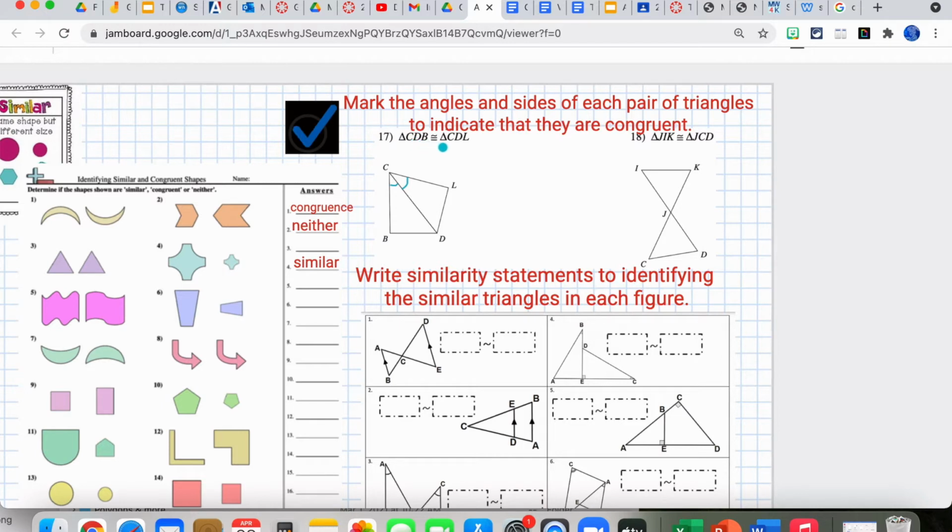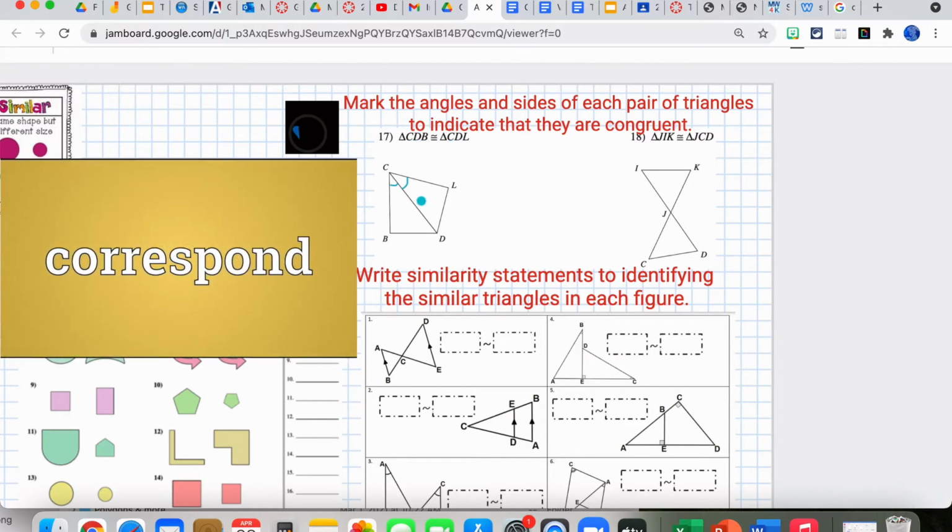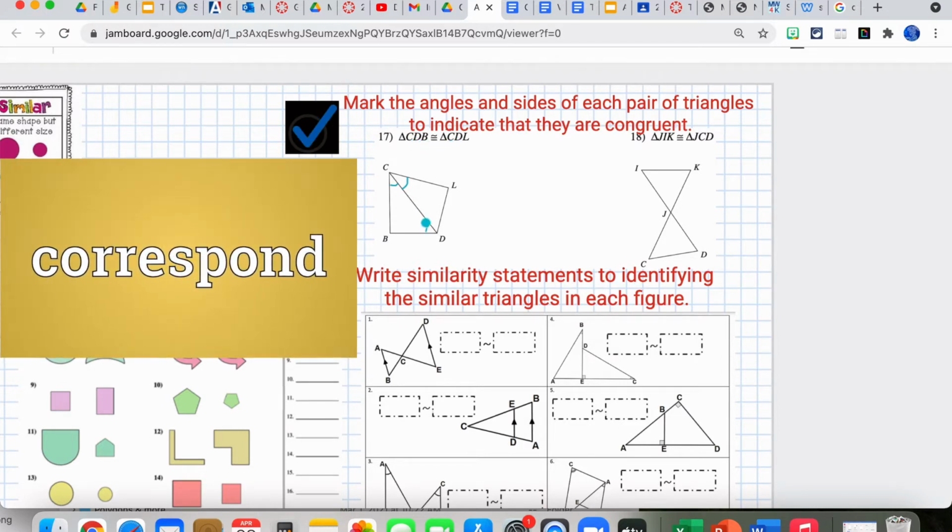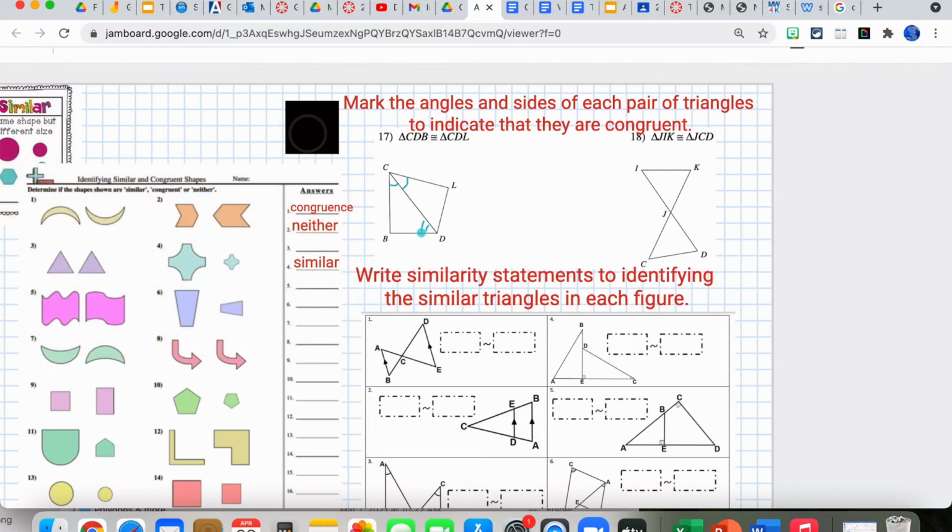D is going to be corresponding to the D over here, so we're going to mark it with 2 arcs. And the last one is going to get 3 arcs. Again, with the arcs like that, I could also mark it with 1 arc and 2 tick marks, as long as I do exactly the same thing over here, that will also work.